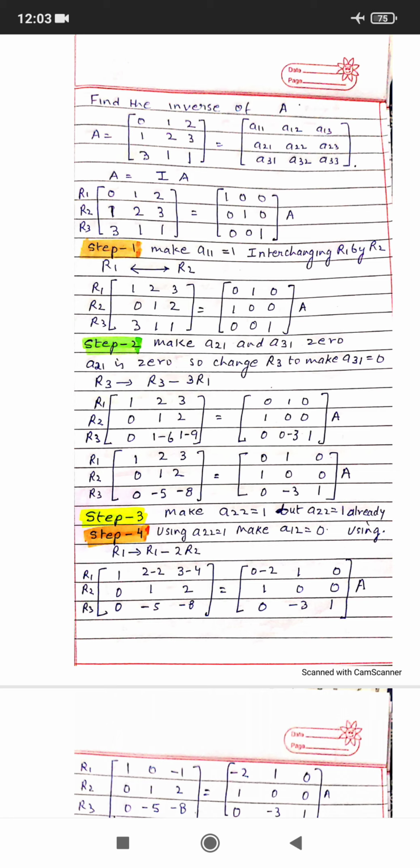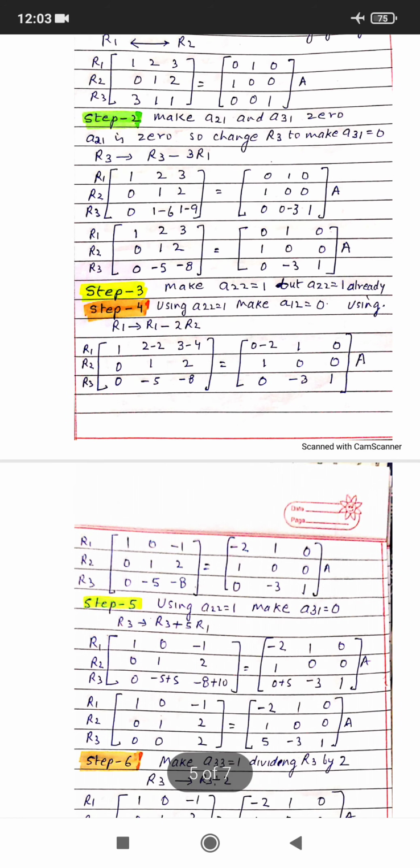Step 4. Using A22 equal to 1, we make A12 equal to 0. For this, from the first row we subtract double of the second row. The first row will become now 1, 2 minus 2, 3 minus 4, 0 minus 2, 1, 0. What do we get? We get 1, 0, minus 1, 0, 1, 2, 0, minus 5, minus 8 on the left hand side, and minus 2, 1, 0, 1, 0, 0, 0, minus 3, 1 on the right hand side.